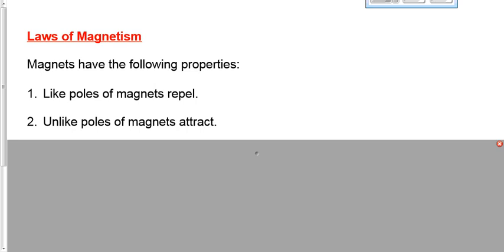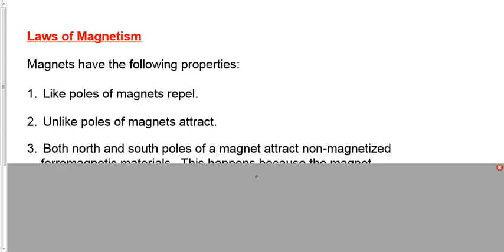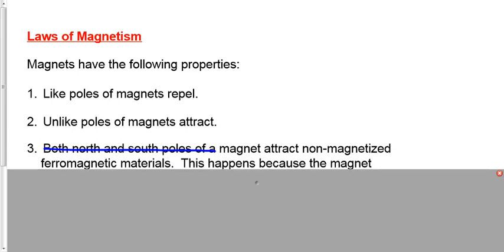So we're going to say that magnets, or if you want to just, instead of saying both the north pole and south pole of a magnet, if you want to just say magnets, either end of a magnet attracts non-magnetized ferromagnetic material. That's important to write the word ferromagnetic in there, because magnets don't attract paper. Magnets attract ferromagnetic materials.